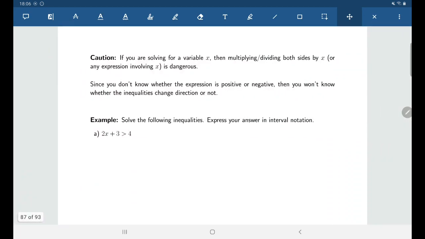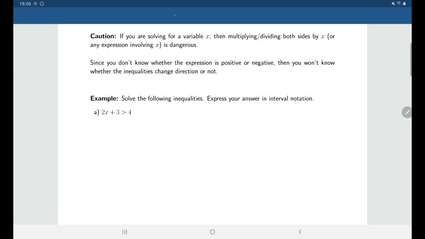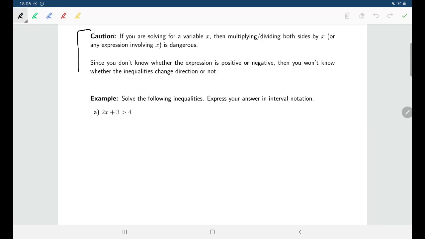So there's one other little caution here, and this ties into the business of if you multiply by a negative, it changes the direction. So the caution here is multiplying by something involving a variable is kind of a problem, or dividing by something involving a variable is a problem, because if you don't know what the value of the variable is, then you don't know whether it's something positive or something negative that you're multiplying or dividing by, which means you don't know whether the inequality should change directions or not.